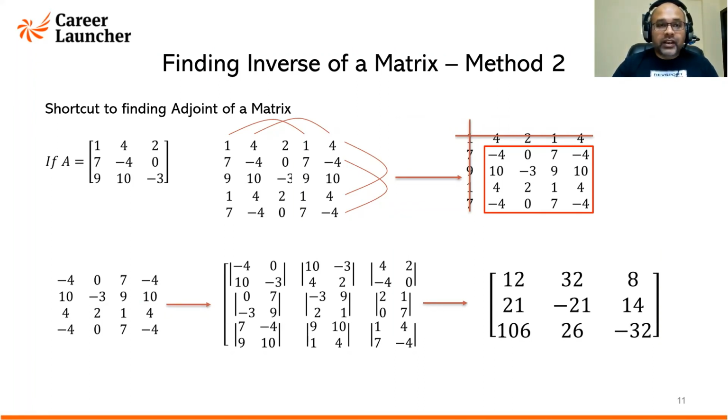Your job is not done. You still have to find the determinant. Adjoint has to be divided by the determinant. So this is the process to find your adjoint quickly. A inverse is adjoint of A by determinant of A. So you got the numerator. You will have to divide this by the determinant of A anyway. So this is the second method where your adjoint can be calculated in a much faster way.